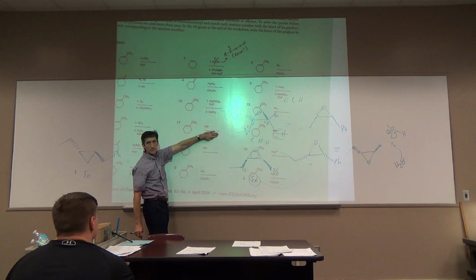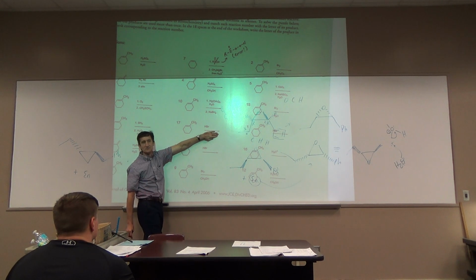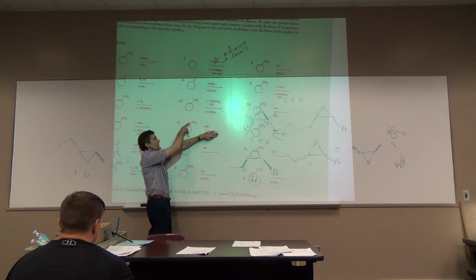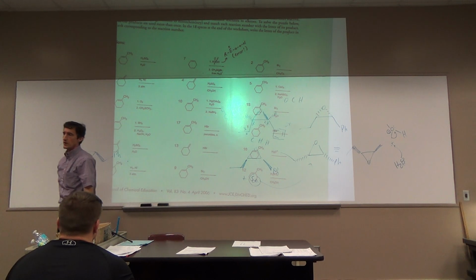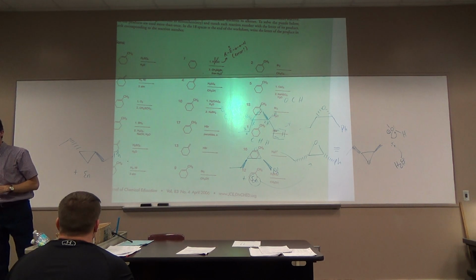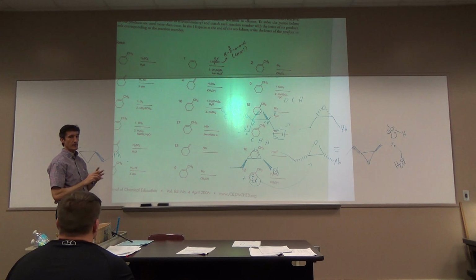Right. As in incorrect. This attacks H, leaving cation there, and bromine attacks cation. Whenever you include peroxides with HBr, you get the reverse regiochemistry. There's your statement.